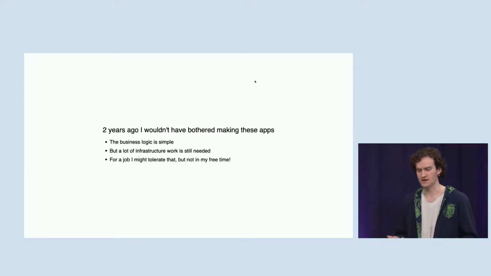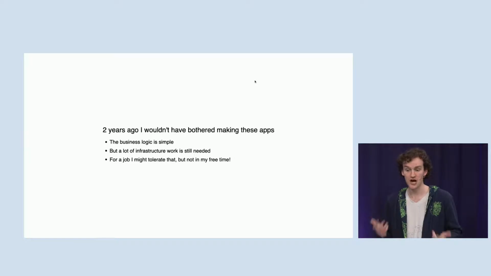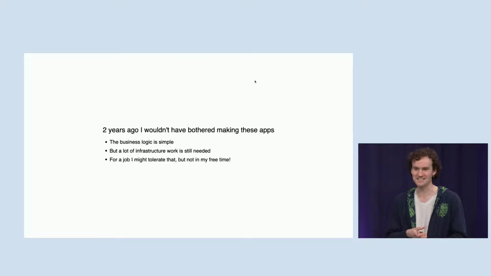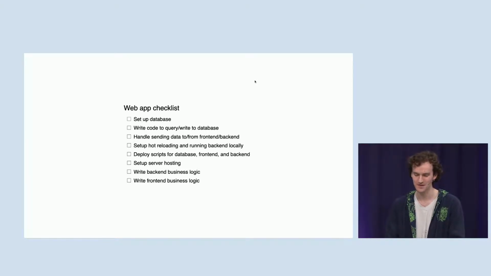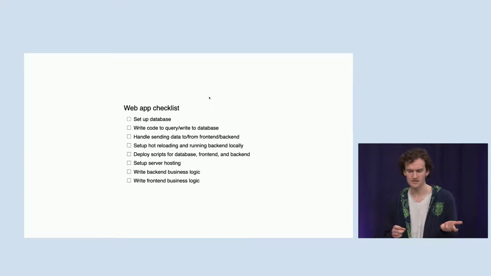For the infrastructure work, if this was my job, sure, I'll tolerate that. But in my free time, I'm doing things to relax or to have fun, and I don't usually have that much free time. So two years ago, no way would I have made these things. Getting more explicit, what kind of infrastructure work is there in particular? This is kind of an arbitrary list, but just to give you an idea of the legwork that's needed: you need a database. You need some way of having persistence on your back end. Using the first app I showed, where you pick the best color.